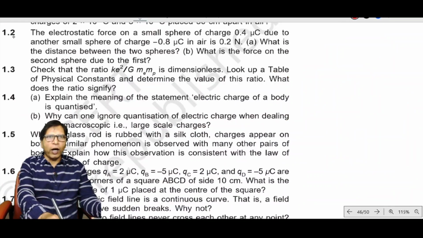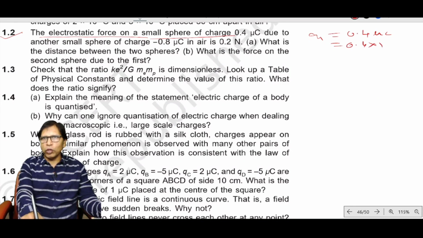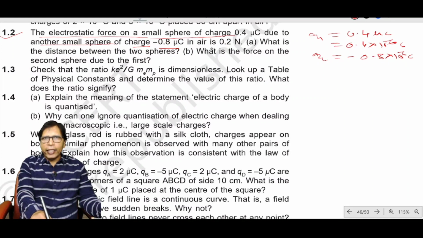Next, question number 1.2. The electrostatic force on a small sphere of charge Q1 equal to 0.4 microcoulomb, where 1 microcoulomb equals 10 to the power minus 6 coulomb, due to another small sphere having charge negative 0.8 microcoulomb, so Q2 equals minus 0.8 into 10 to the power minus 6 coulomb, in air is 0.2 Newton. F is given as 0.2 Newton.